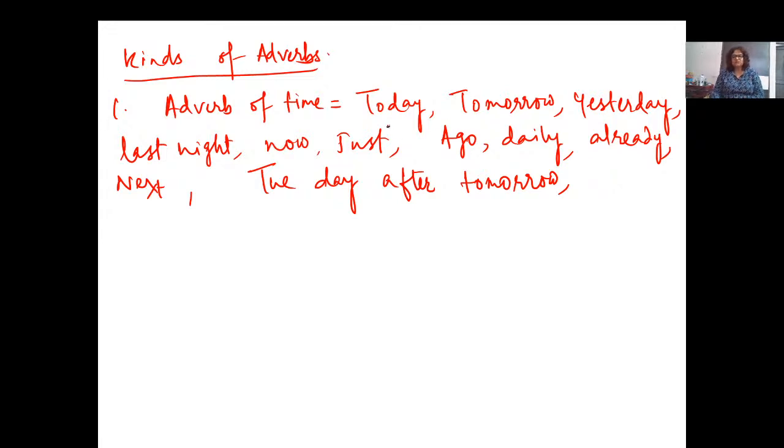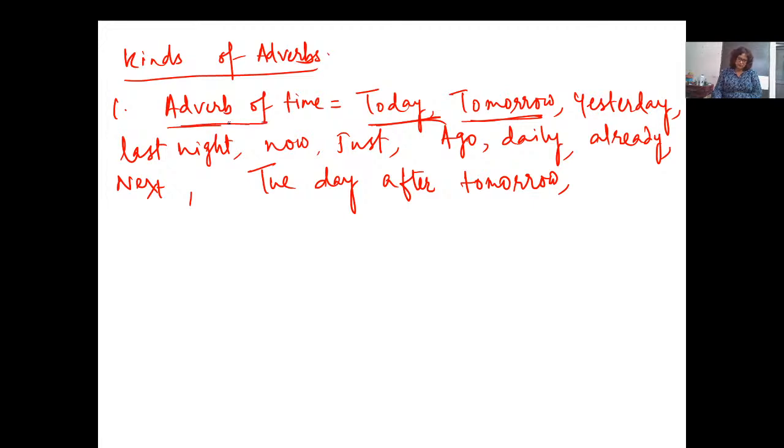Guys, all these words are adverbs: today, tomorrow, yesterday, last year, last night, now, just, then, ago. At present, presently, shortly, recently, immediately, instantly, before, since. These all are called adverbs of time. Please note it down.